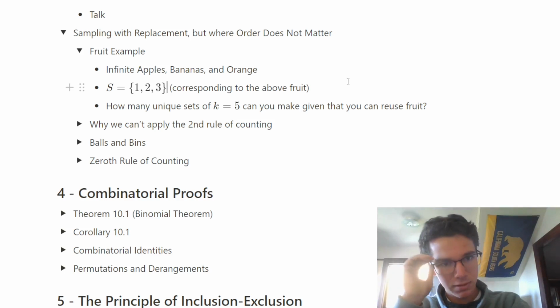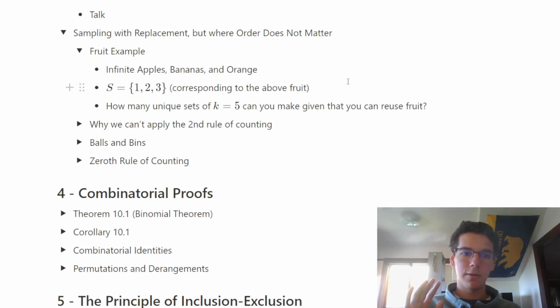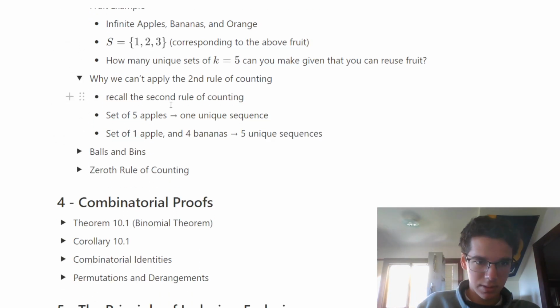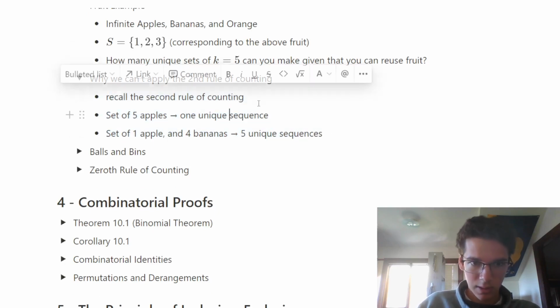However, if we want to make all of the sequences that include 4 apples and 1 banana, then there are 5 sequences that fall into that subset of 4 apples and 1 banana. And this is going to be illustrated here. I mean, well, it's not really illustrated, but hopefully you can imagine.